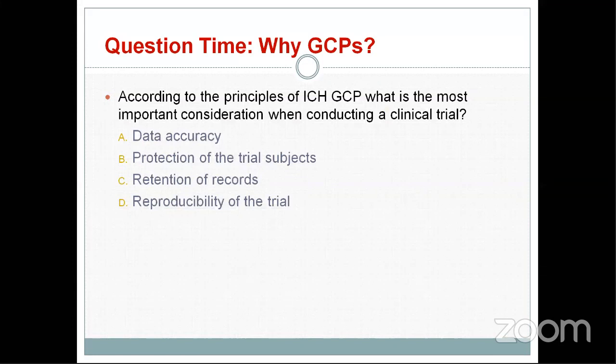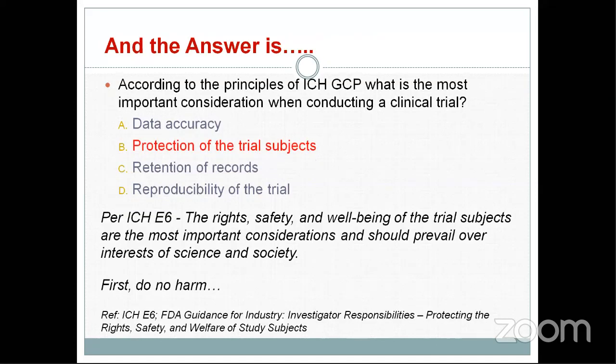So now let's see, it's question time. Why GCPs? According to the principles of the ICH GCP or the FDA GCP, what is the most important consideration when conducting a clinical trial? Is it data accuracy? Is it the protection of the trial subjects? Or is it retention of records, reproducibility of the trial? As you think about it, I'll give you the answer. It's the protection of the trial subjects. As I mentioned several times, that's the most important.